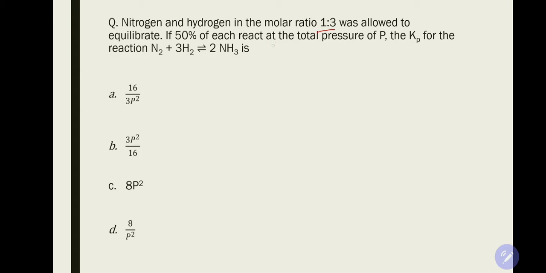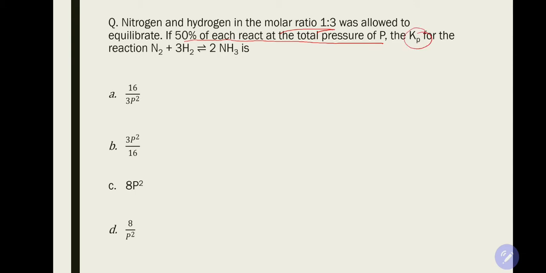If 50% of each reactant reacts at the total pressure of P, find the Kp for the reaction N2 plus 3H2 gives 2NH3. What they have given is the molar ratio, that is 1:3. They have said that if 50% of each reacts at total pressure P, you have to find the value of Kp.